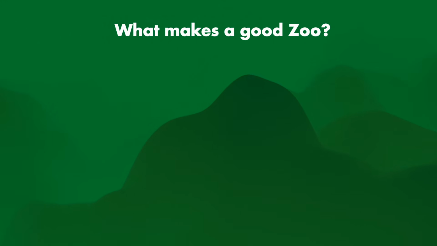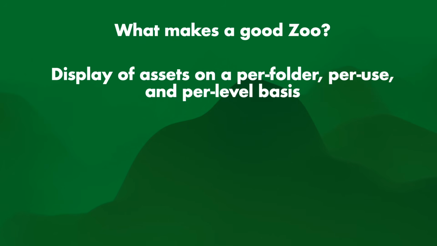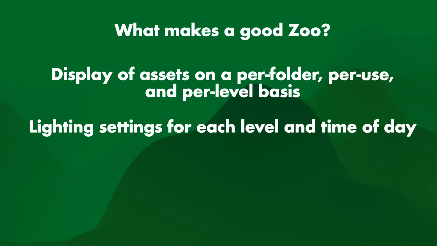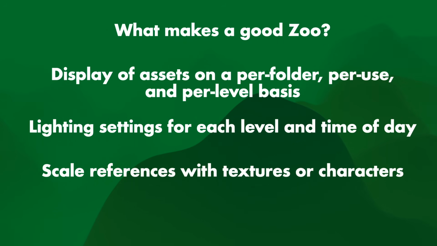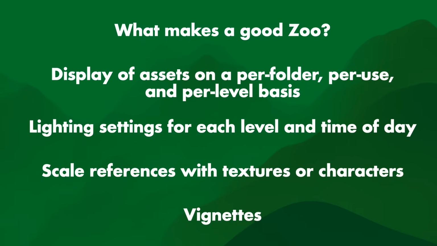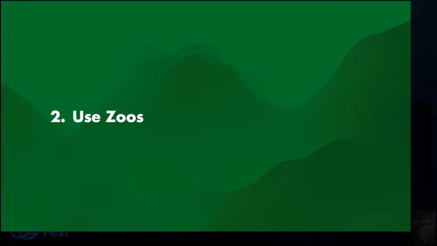So what makes a good zoo? Well, displaying of assets on a per folder, per use, and per level basis. Lighting settings for each level and time of day, so we can check that everything looks correct with our materials as well. Scale references with textures or characters: just put a couple of mannequins or characters next to these assets, so you have an idea what the size is. And vignettes. Have little vignettes set up by art directors to showcase how you put those assets together to be congruent with the art style, to make sure all the levels look good. So that's takeaway number 2: use zoos.